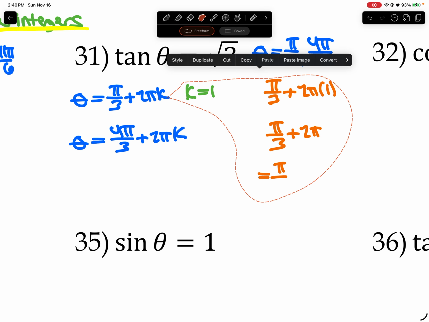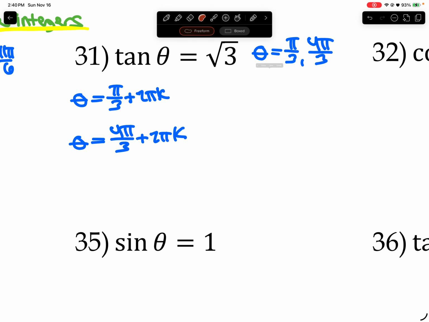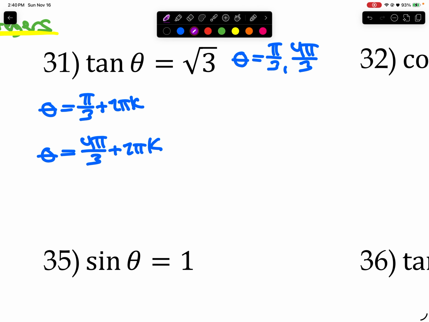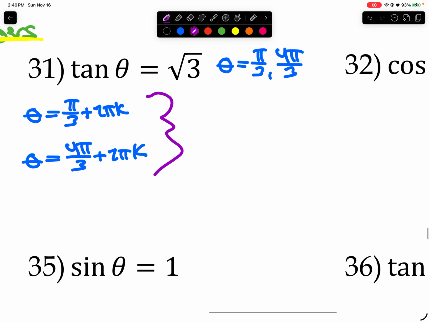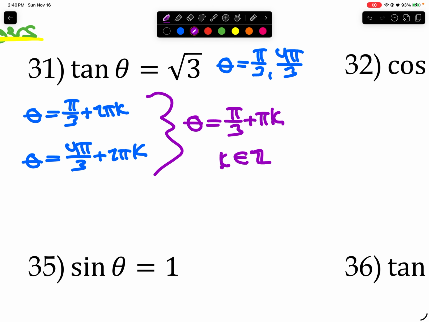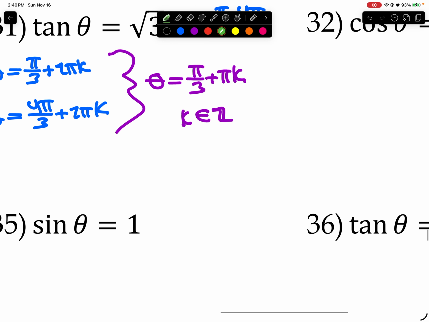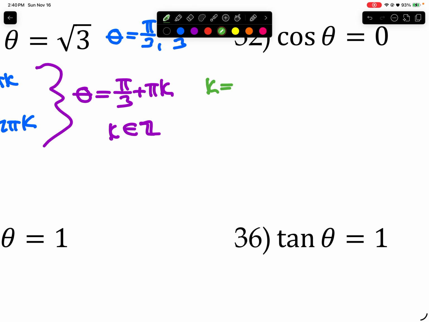So what I'm trying to get at down here with these values is because these values are across from each other on the unit circle, I can actually just write this as a single equation, meaning I could just write this as pi over 3 plus 1 pi k, where k is an element of the integers. So then if I do a k value of 1, that means we would have pi over 3 plus pi, 1 pi, which is pi over 3 plus 3 pi over 3, which gives you 4 pi over 3.